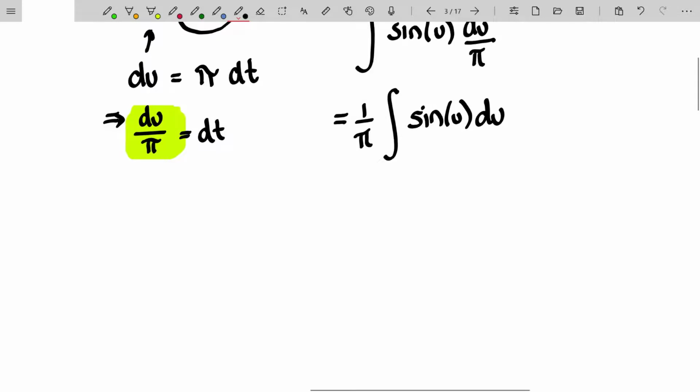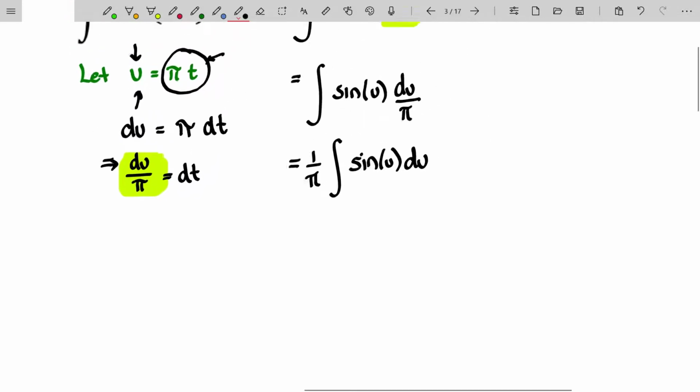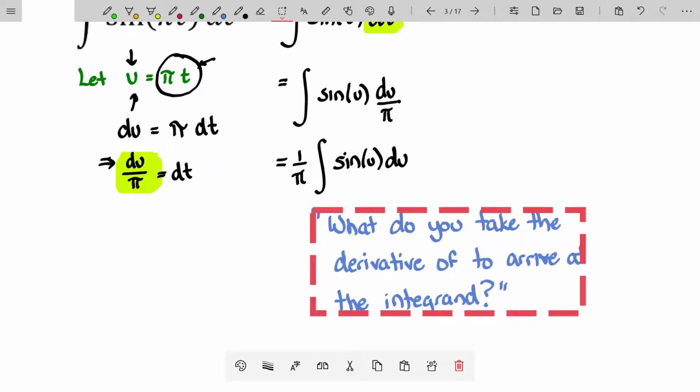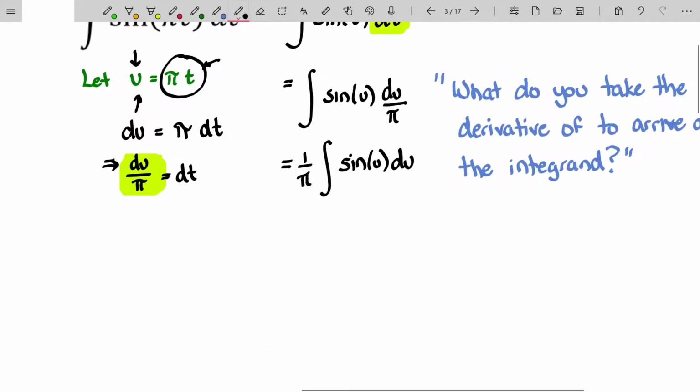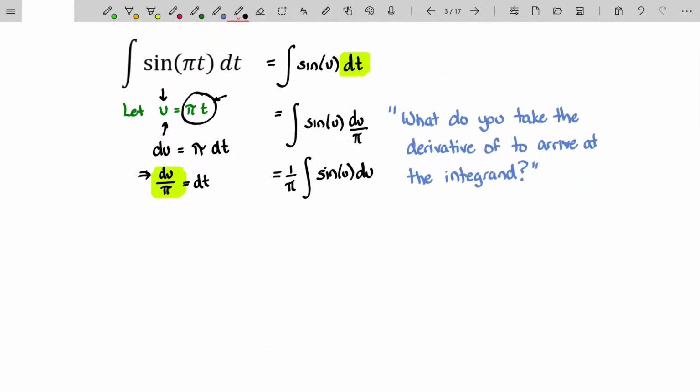And then you ask yourself, what would you take the derivative of? Remember, that's what we've been saying this entire time. What would you take the derivative of to arrive at the integrand? That's what I have written off to the right-hand side there. And you would take the derivative of a negative cosine, right? That's usually something that throws people off.